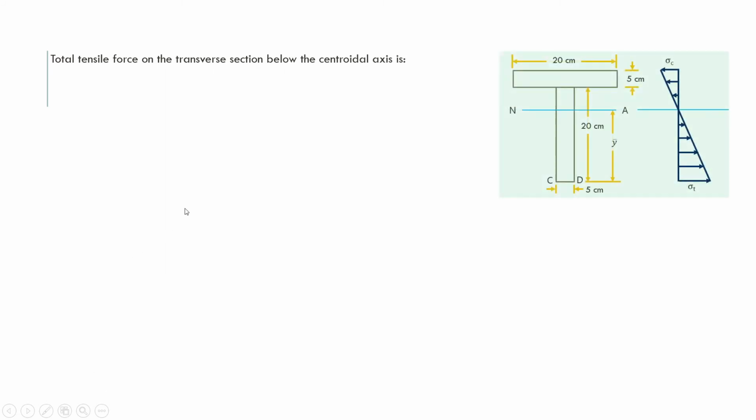Now total tensile force on the transverse section below the centroidal axis. This is the centroidal axis or the neutral axis of the cross section. इस न्यूट्रल एक्सिस के बिलो टेंसाइल फोर्स इज देयर एंड एट द अबव कंप्रेसिव फोर्स इज देयर. नाउ हमें टोटल टेंसाइल फोर्स फाइंड आउट करना है. मींस न्यूट्रल एक्सिस के बिलो जो एरिया ऑफ क्रॉस सेक्शन अवेलेबल है इसका टोटल फोर्स हमें निकालना है.